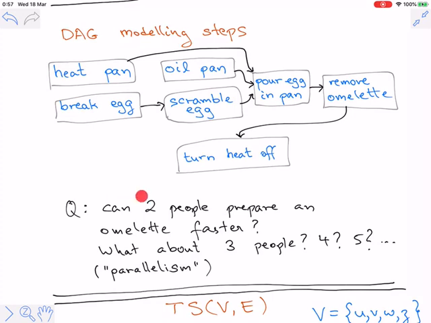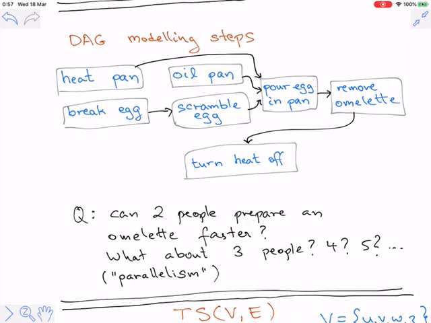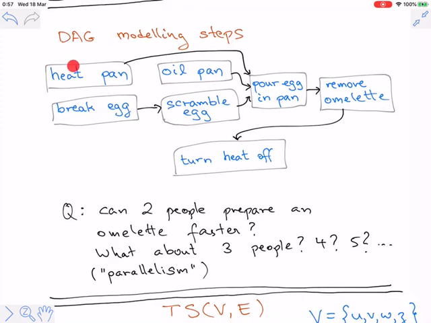Okay, now, suppose two friends want to prepare an omelet together. Can they do it faster? Well, seemingly they could, because the first person could heat the pan, and while the first person is heating the pan, the second person could break the egg, right? So we would save, let's say, a time unit or 3 minutes, as we said before, because we wouldn't need to heat the pan and then break the egg. We could do this in parallel.